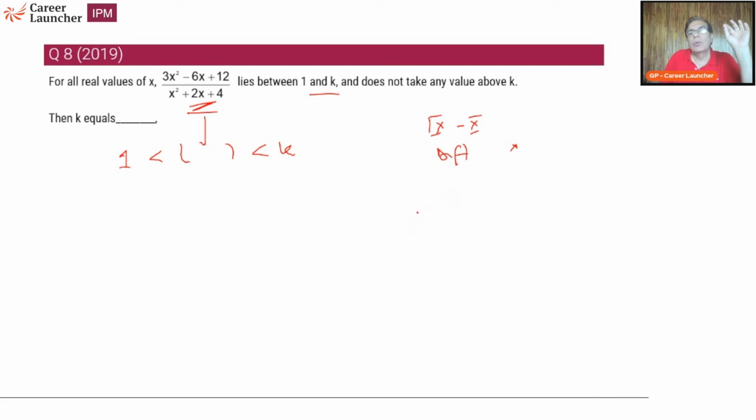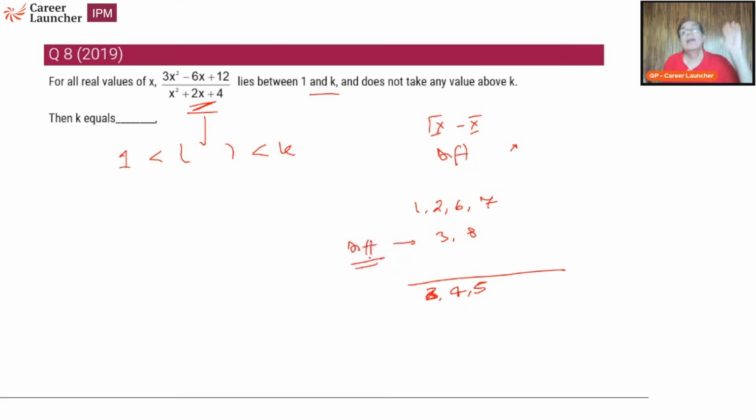Just to repeat, 1, 2, 6, and 7 we have attempted. 4 and 5 we had left without attempting because they happen to be class 11, 12 topics. And yes, 3 and 8. Questions 3 and 8 are my difficult questions from class 9, 10, and I left them.